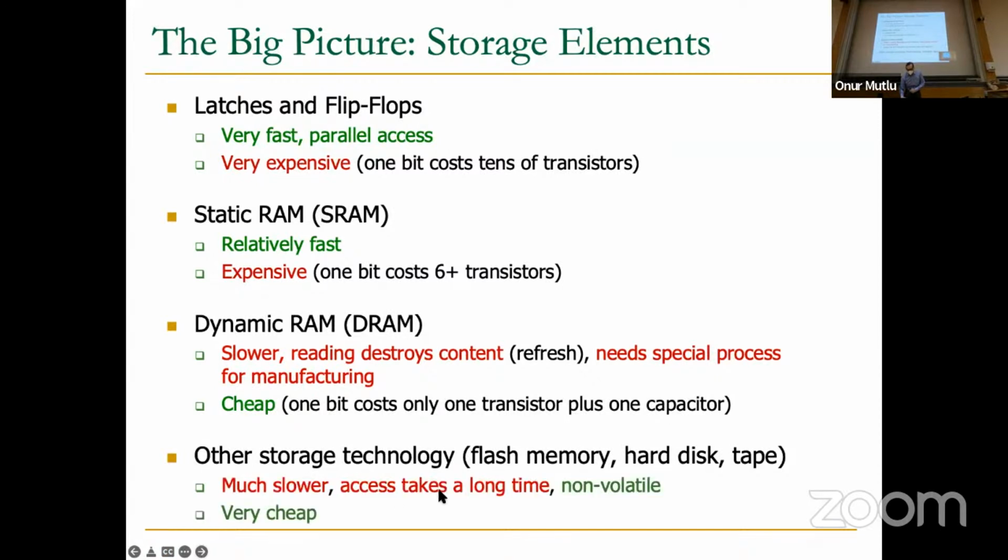And then you go to other storage technology that's even further outside. These are much slower. They have different technologies, flash memory, hard disk, tape. Access takes a much longer time, but they're very cheap and they're non-volatile, meaning when you turn the power off, the data stays there just because of the technology itself. That's not true for what we're going to see today, or static RAM or dynamic RAM. These are basically volatile memories. Okay, this is just to give you the big picture.